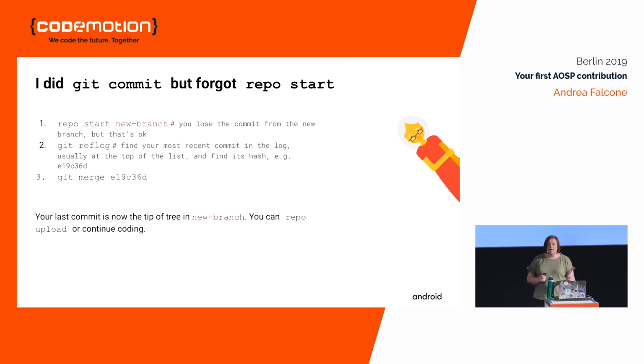Okay, so earlier I mentioned I forgot to repo start. If you don't repo start, you're going to run into problems. This is basically how you get out of that situation. You have to take the commit off of master, repo start, get on the right branch, and then get that commit back onto the branch that was repo started. Not super complicated, but if you're not used to this workflow, it could be a problem for you.